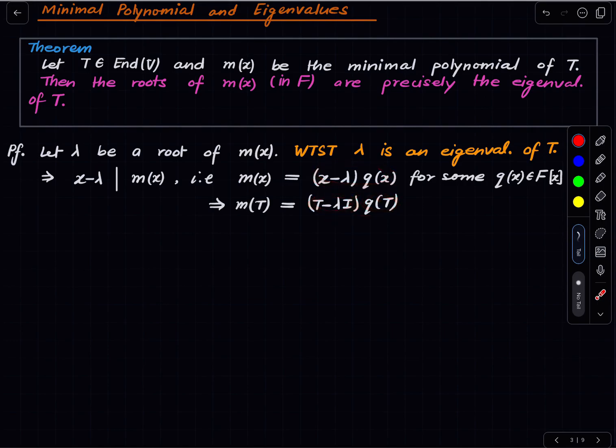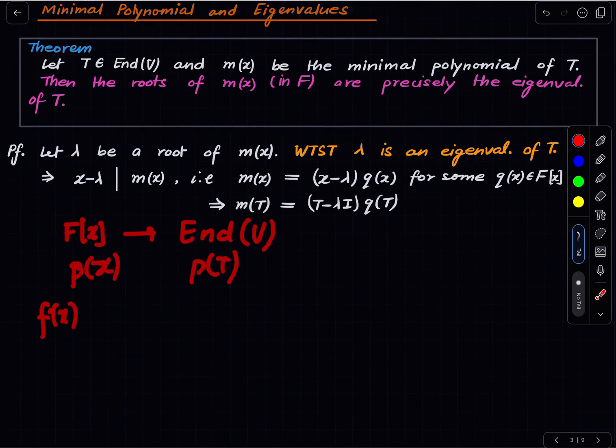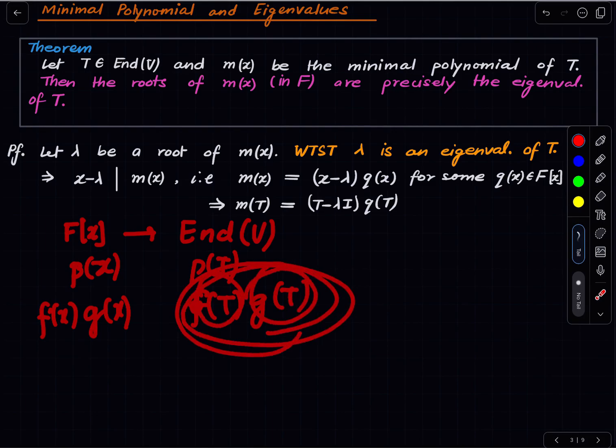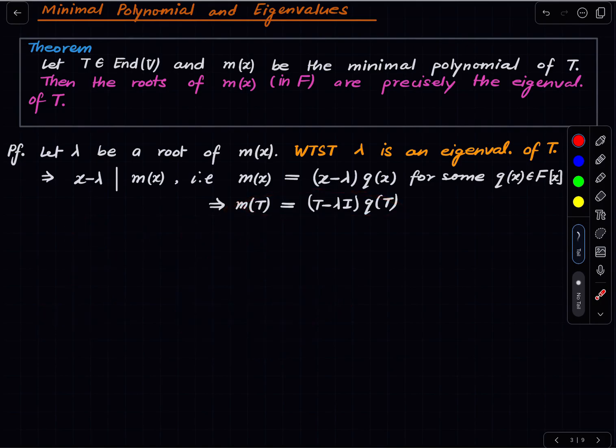So this is what we called well behavior of product under this substitution map, where you start with a polynomial and output an endomorphism on V. You take a polynomial p(x) and output p(t). So this takes product f(x) g(x) to f(t) g(t), where this is of course the composite of f(t) with g(t). So this is why this equation holds. And now, since m(x) was the minimal polynomial, this is 0.